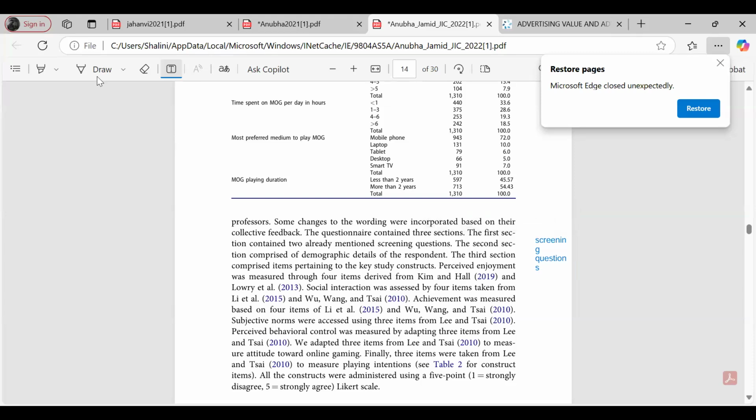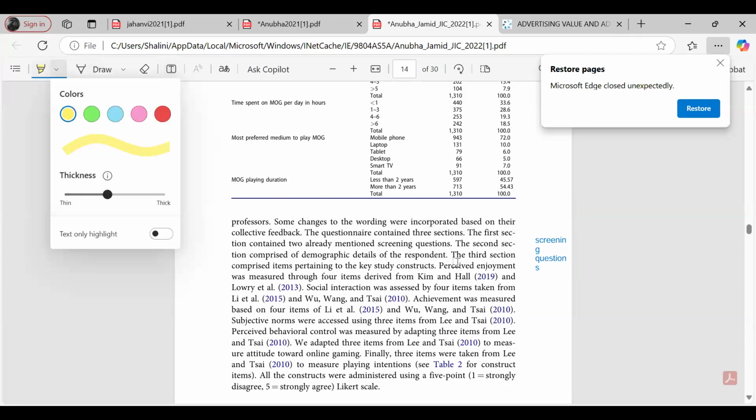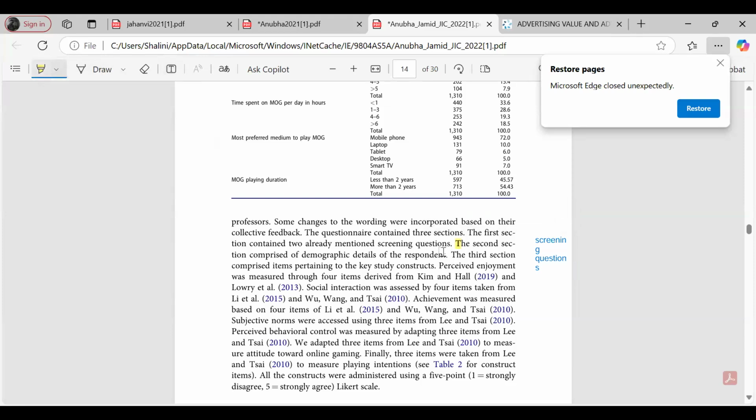Second section has, here it is, like given. So I will suggest the second section can be the last section also. However, there is no compulsion that you cannot consider the demographics in the second section. There is no hard and fast rule. It is just how you want to take the data. Third section comprises items pertaining to the key study constructs. Now, these key study constructs will be your variables, whatever variables you are studying.